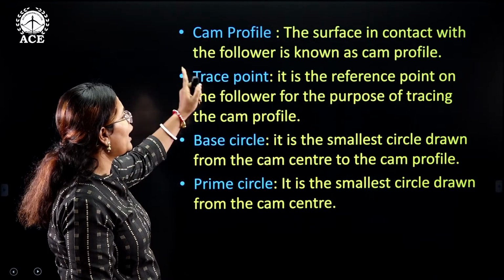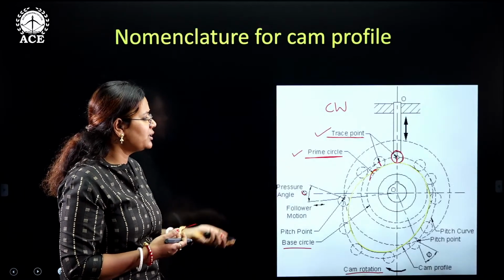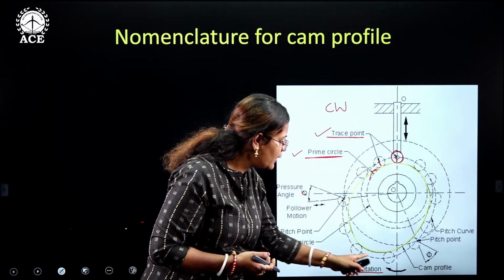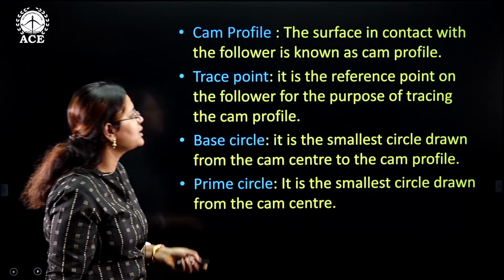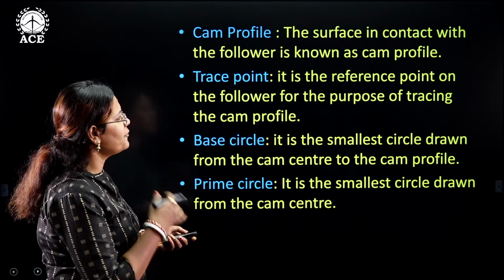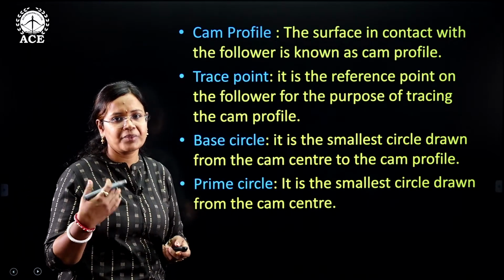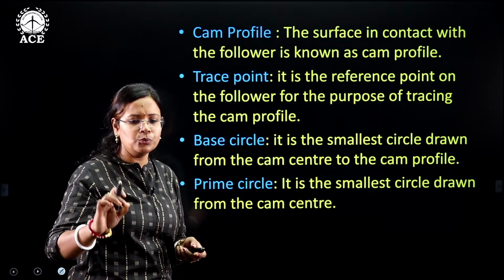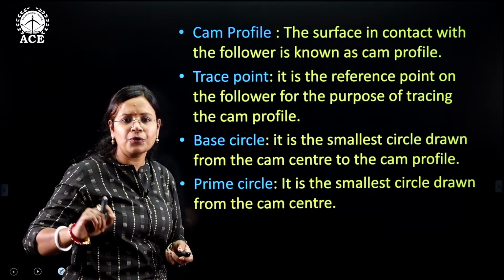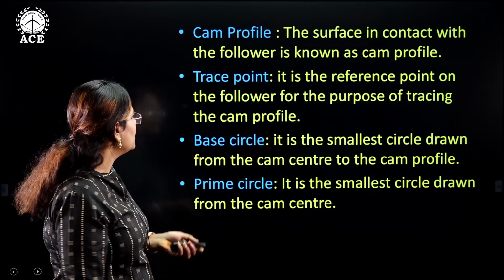First of all, the cam profile is the surface in contact with the follower. In this diagram, wherever the follower is touching and following all the way, the surface that is traced is called the cam profile. Next comes the trace point. It is a reference point of the follower for the purpose of tracing the cam profile. The locus of all those trace points generated together gives you the cam profile.